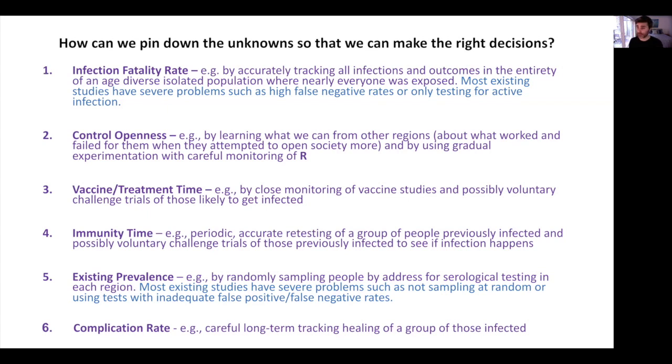And then finally, for the complication rate, if we had really careful long-term tracking of how well people are healing who've been previously infected, so if like 1,000 people are previously infected, we just track all of their symptoms and how those progress for months and months, that could give us a lot better information on this.